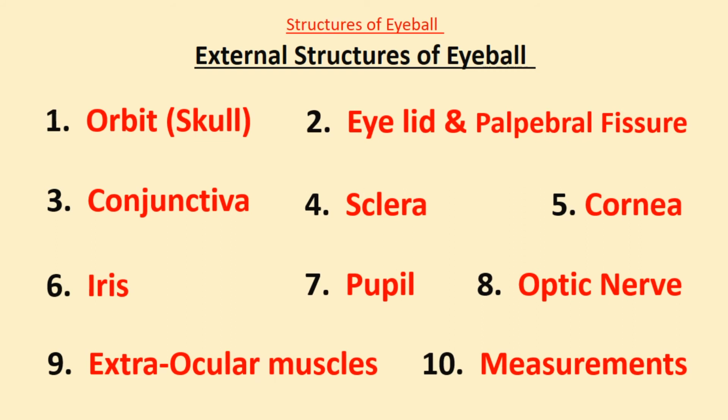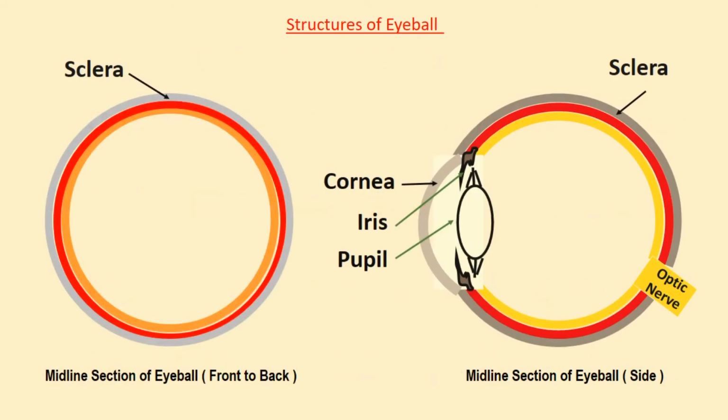For seeing the structures of the eyeball that cannot be seen from outside, we have to look at the 2 sections of the eyeball. On the left is a midline section of an eyeball from front to back. On the right is a midline section from the side. The parts that we already know are labeled in black. The ones we will learn now will be labeled in red. Now we know the names only. Details of each part will be mentioned later.